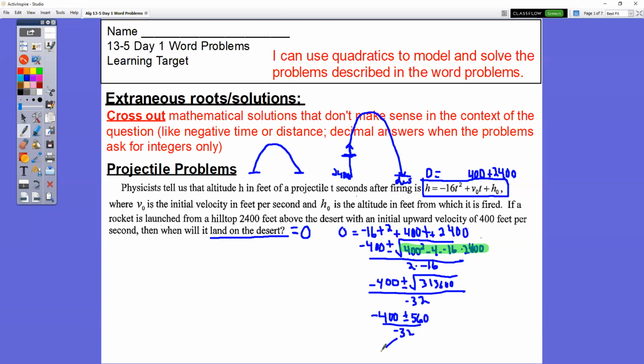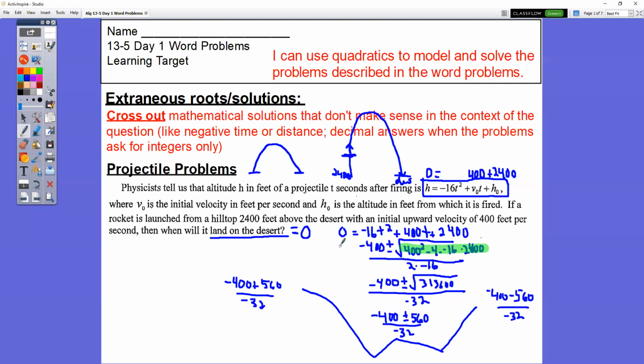This is where we want to split it into two. Now, I can't go any lower on my screen, so I'm going to go up and over here. So we have negative 400 plus 560 over negative 32. And over here, we have negative 400 minus 560 over negative 32. We're not going to put things in simplest radical form today. We're going to figure them out as decimals, all right?